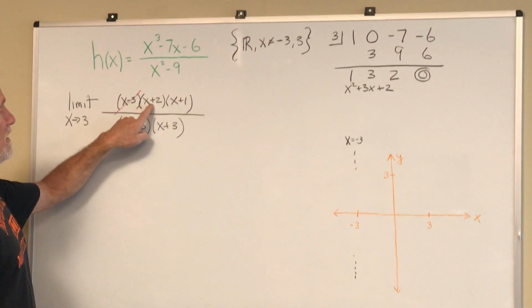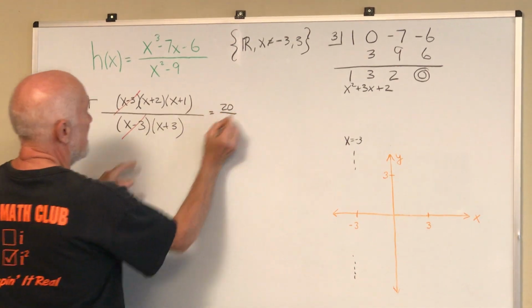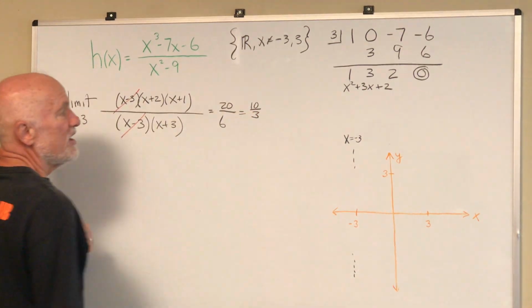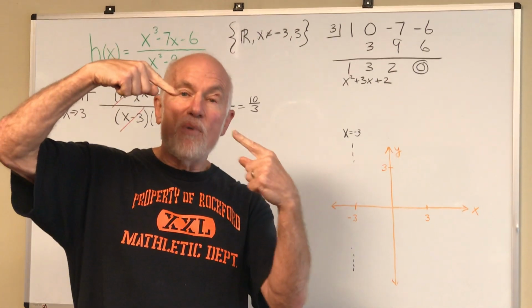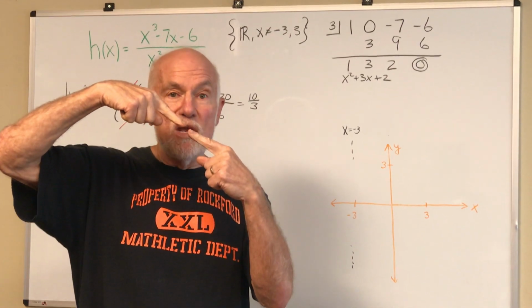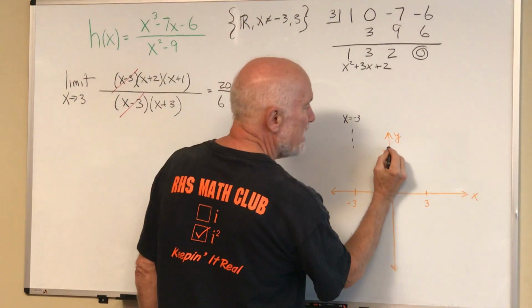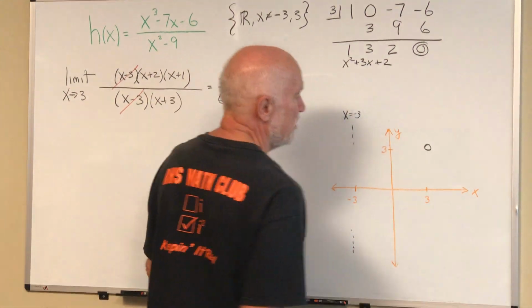If I plug in 3, I get 5 times 4 over 6, or 10/3. So I can see as x approaches 3, from both sides, I'm going to be going to 10/3. So a little bit bigger than 3 up here at 10/3, I've got a hole.